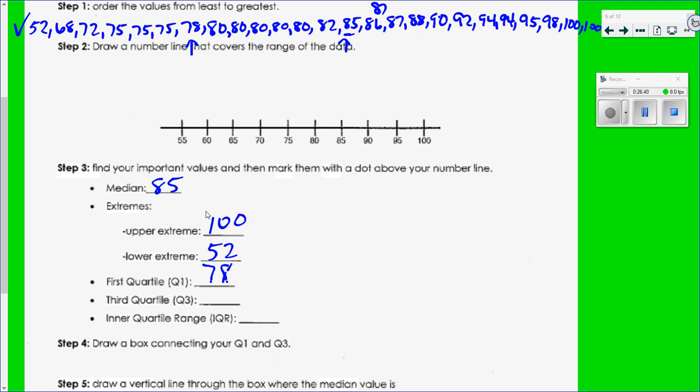So, and I did forget the 87. That's how you see that one up there. So 2, 4, 6, 7. It's going to be the 94. My interquartile range, I'm just subtracting those two numbers. Gets me 16.